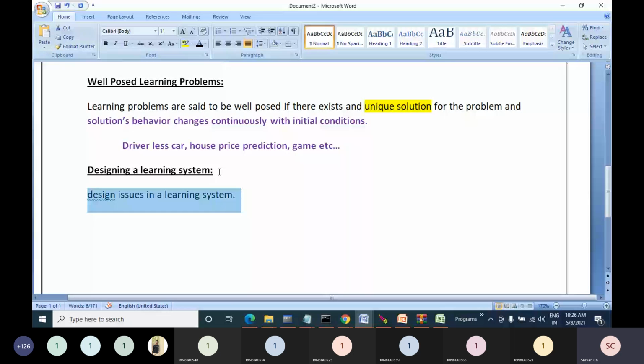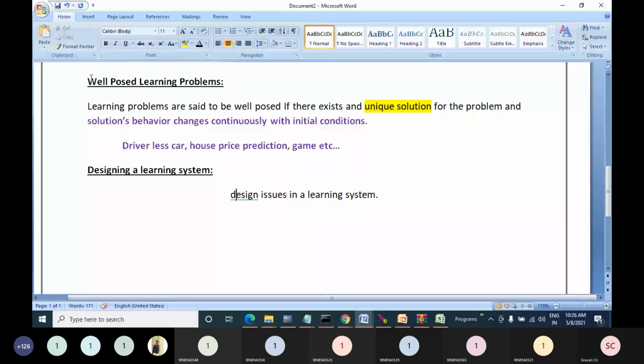So today I have tried to explain the meaning of machine learning and the definition of learning. What is learning and what do you mean by well posed learning problems, right? In the next class we will discuss a couple of well posed learning problems, and we will identify certain issues. Then we will talk about how we design a learning system. This is a very important topic which will be discussed in the next class.